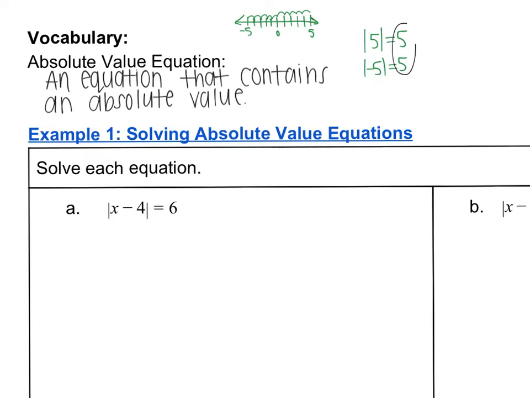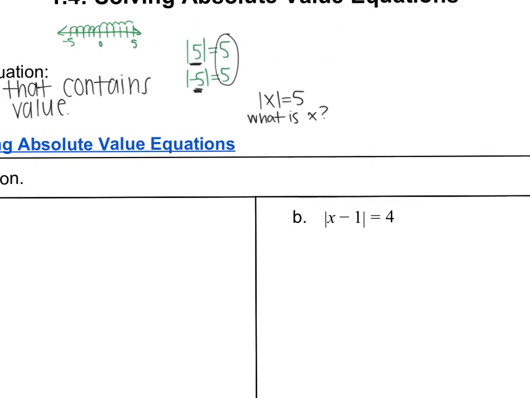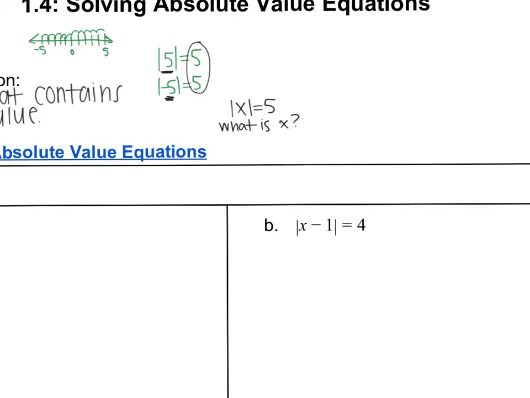What that means for us in terms of an equation is that we're going to have two different solutions, because we get the same thing, 5, when we plug in negative 5 or 5 into the absolute value. So let's take a look at a little equation here, the absolute value of x equals 5. What is x? What could x be? I know we just figured out that x could be 5 or negative 5. So x has two solutions.